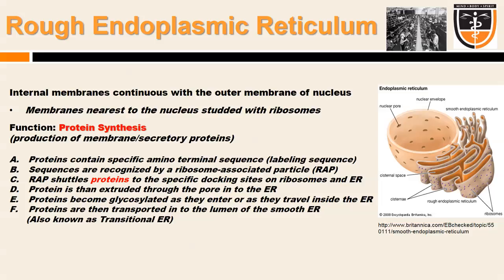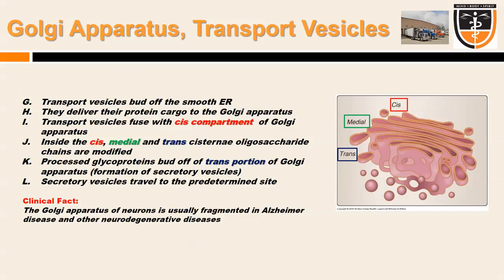So you see this, proteins are formed on ribosomes. They have the targeting or labeling sequence on them. These proteins are attached to the ribosome-associated particle. The particle will help, together with the ribosome, to put these proteins into the rough endoplasmic reticulum. These proteins inside the rough endoplasmic reticulum will get glycosylated, become carbohydrate attached, and now they will travel through the rough endoplasmic reticulum all the way to the smooth endoplasmic reticulum, which is also known as transitional endoplasmic reticulum.